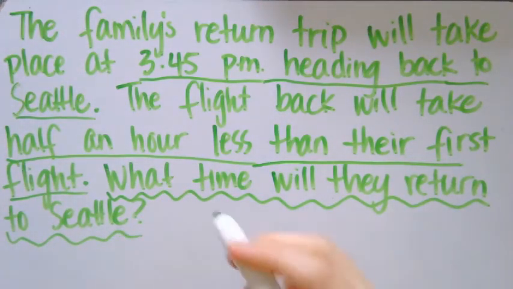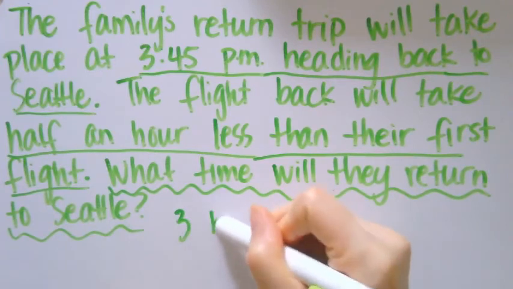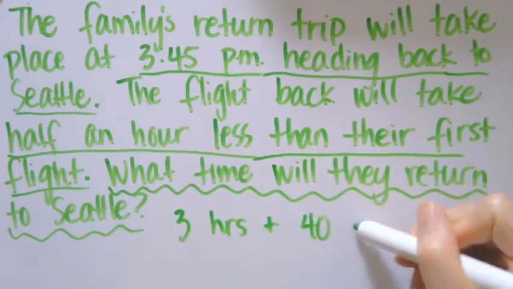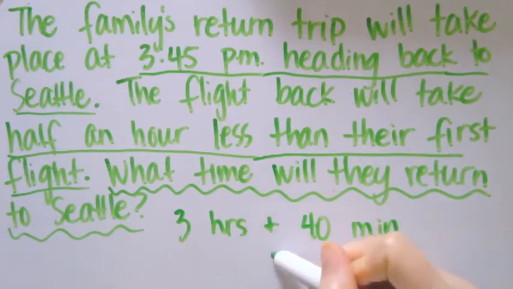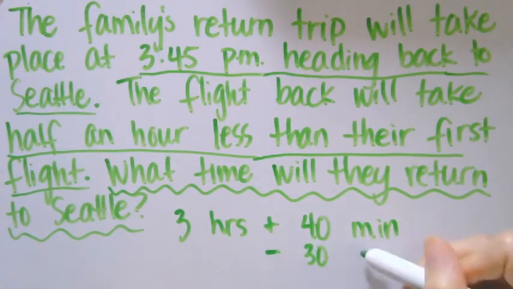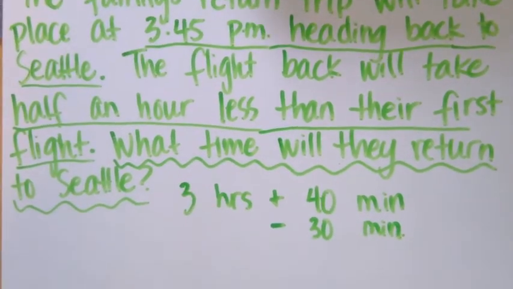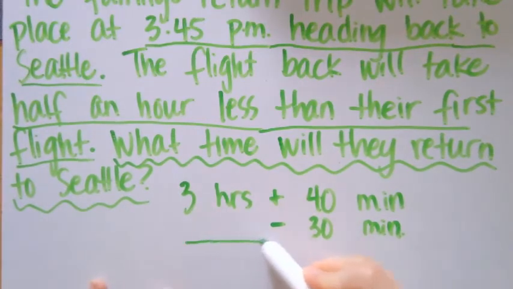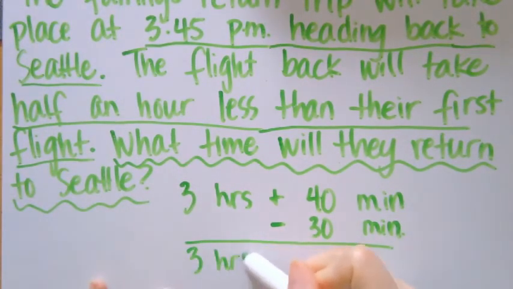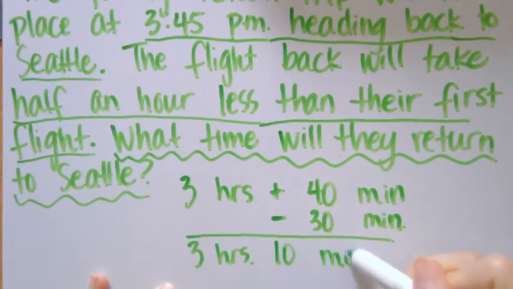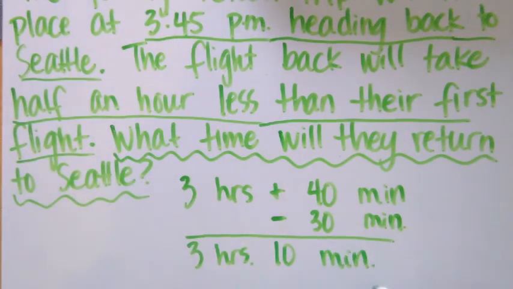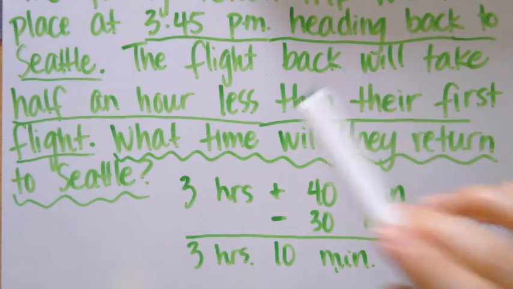So we need to take first our 3 hours and 40 minutes and subtract 30 minutes because we're taking half an hour less. That trip back to Seattle is going to take 30 minutes less. So when we subtract, we get 3 hours and 40 minus 30 would give us 10 minutes. Okay, I'm just writing min, M-I-N, period, just for short. All right, so now we have how long it's going to take to get from California back to Seattle.